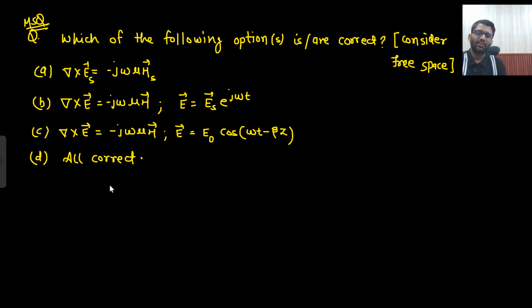Now let's solve this MSQ. Take your time and tell me the correct answer. Which of the following options are correct? Considering free space. What do you mean by free space? Like B is equal to mu H, I am writing, no? B is equal to mu H.